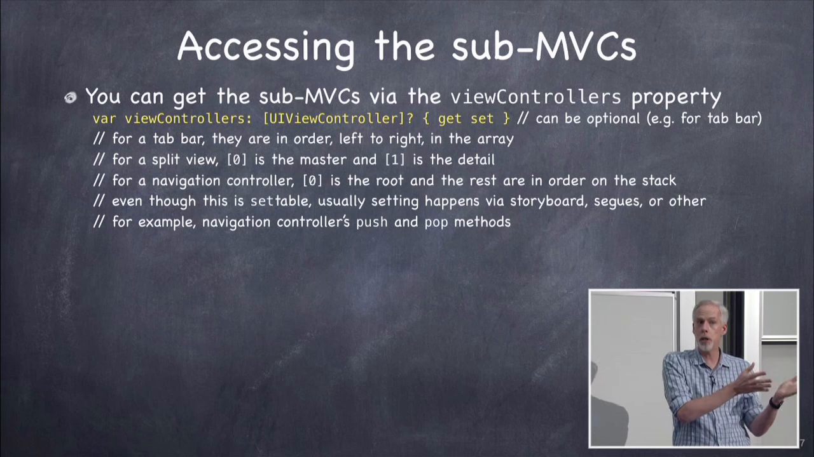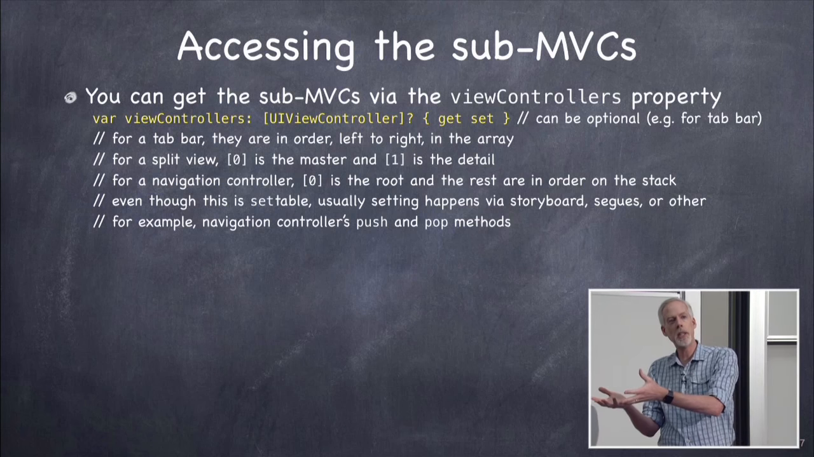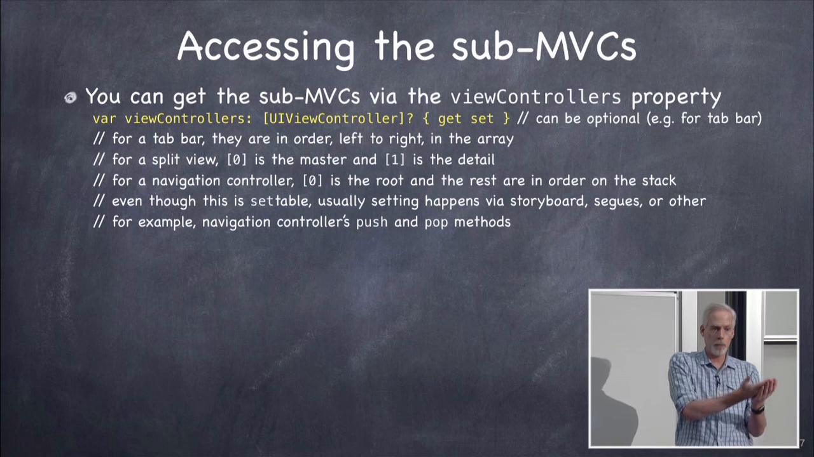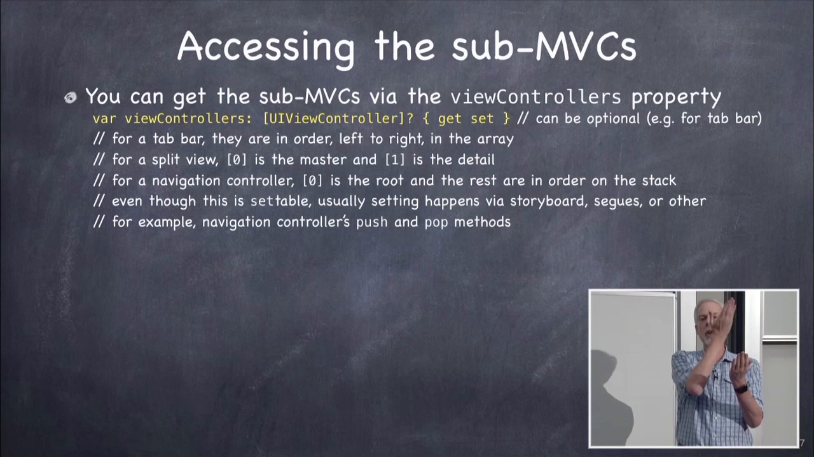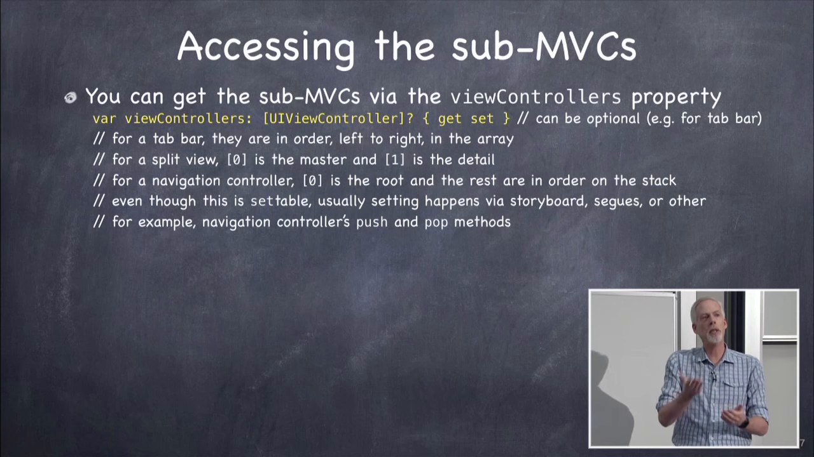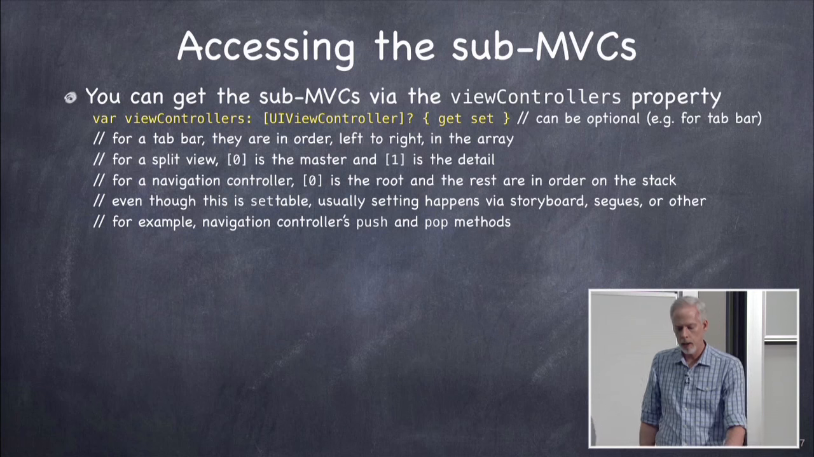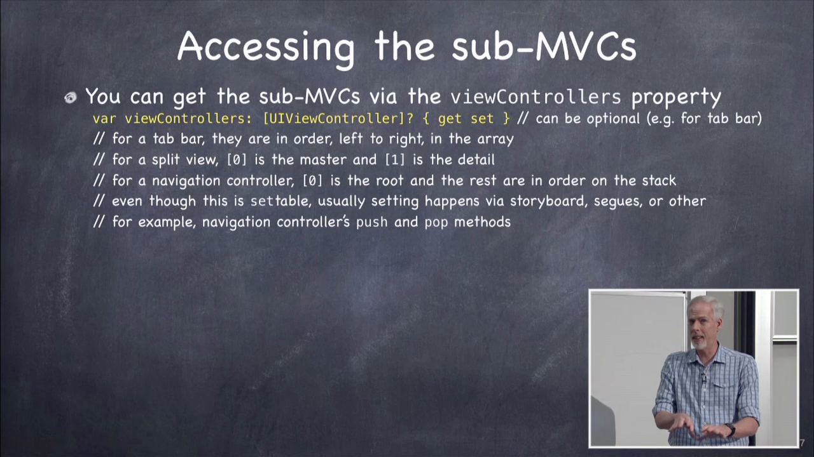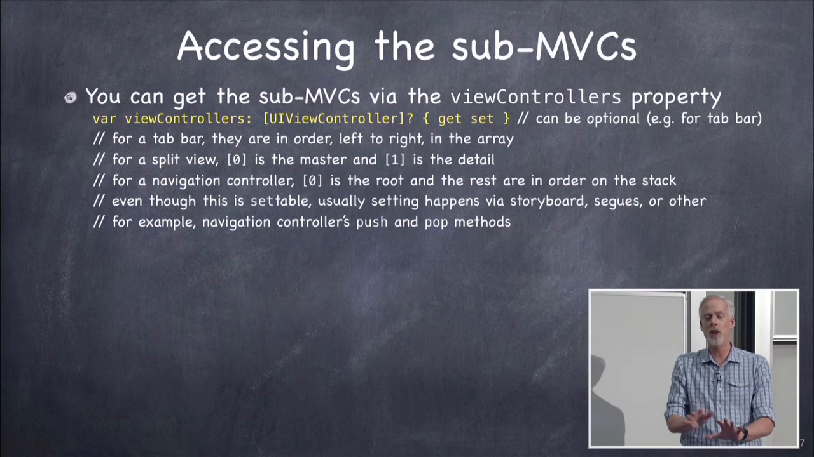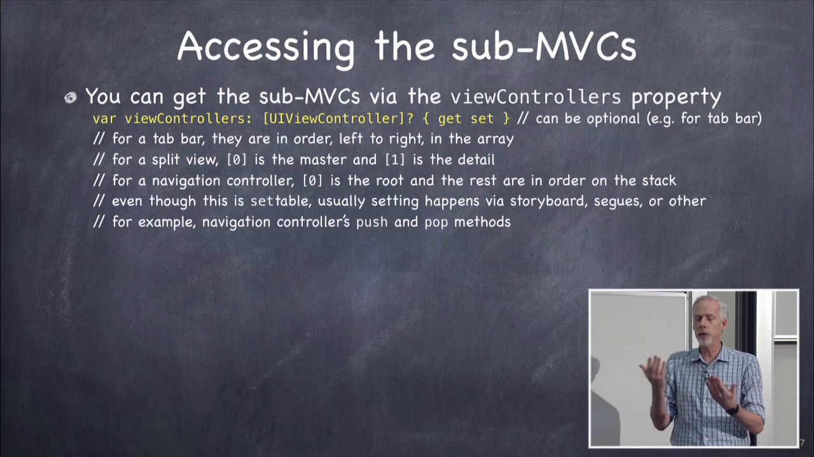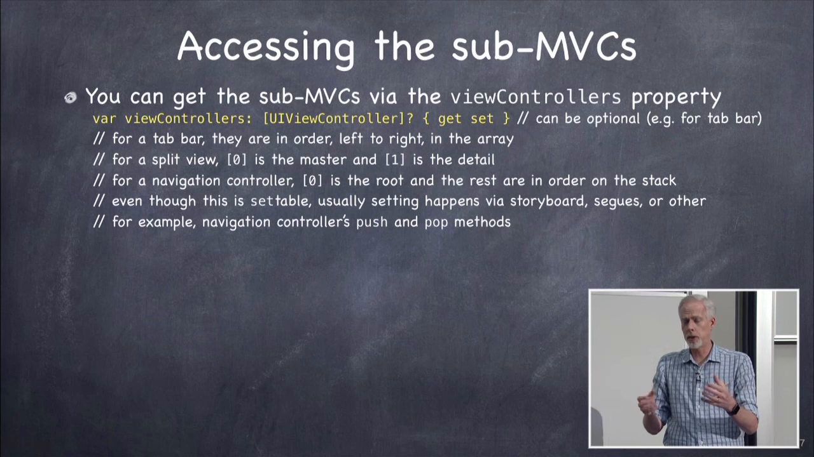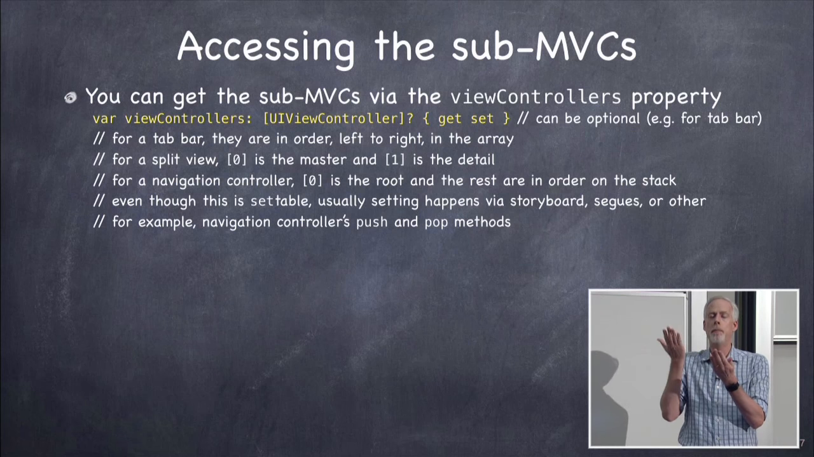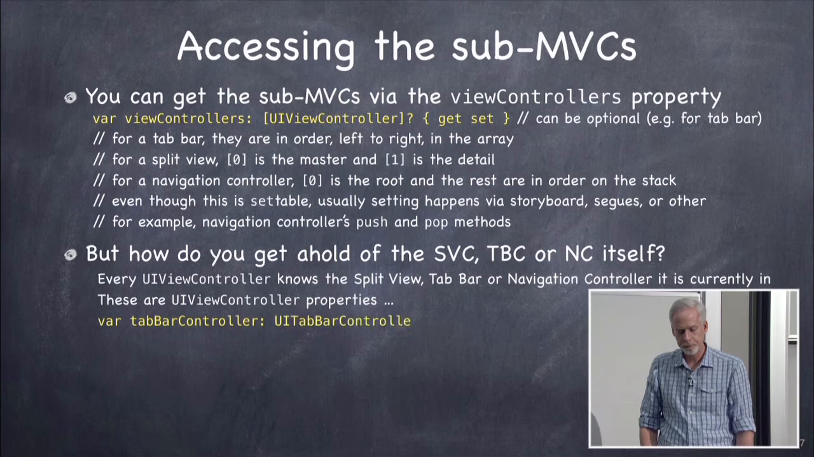For a split view, 0 is always the master, 1 is always the detail, and there's never any other ones in this array. For a navigation controller, 0 is the base card, and 1, 2, 3, 4, etc. are the ones stacked on top in order. So that's how you can get at them. Now, this is a var. It can be set, but we usually don't set this var. We either use things that we do in our UI, which I'll show you, or even in a navigation controller, there are push and pop methods to push MVCs on and pop them off of the stack.